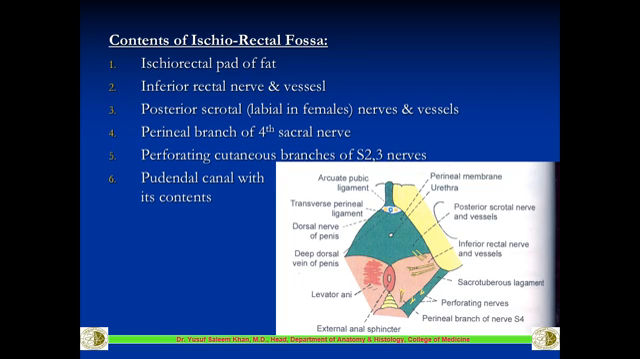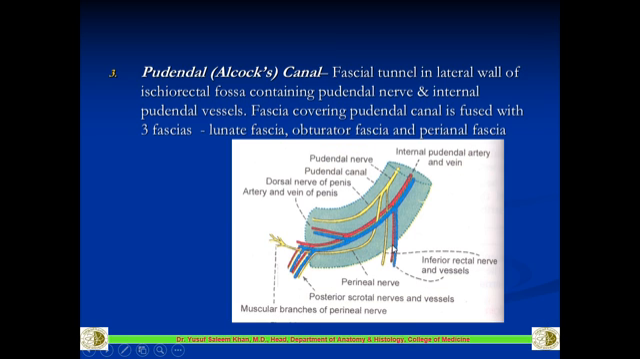Now coming to what are the contents within the ischiorectal fossa. We have seen that it is filled with fat. A huge quantity of ischiorectal pad of fat is present within this region. Apart from that, it also has the pudendal canal, which gives some important nerves and vessels. One is the inferior rectal nerve and vessels. We have already seen the inferior rectal vessels, which come from the internal pudendal vessels, and this is the inferior rectal nerve, which comes from the pudendal nerve itself.